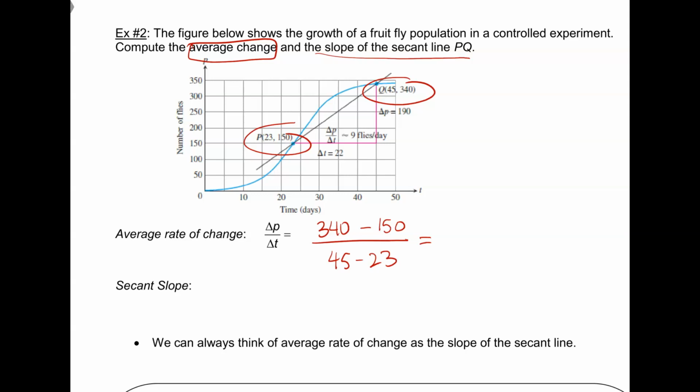So let's see, this turns into 190 over 22. So that's roughly going to be about 8.6. It's about 8.6 flies per day.